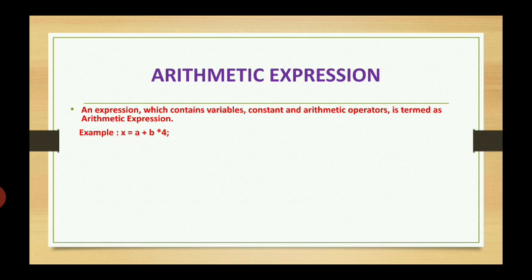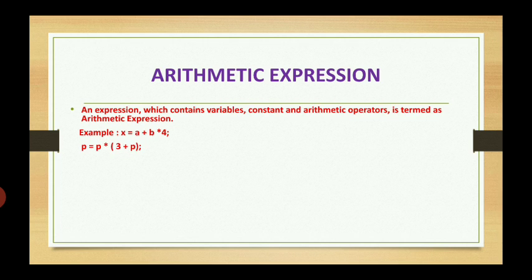See one example, x, which is a variable, equal to a plus b into 4. Now here you can see x is a variable, a plus b, plus is an operator. Who will hold the value? X will hold the value. So a must have some value, b will have some value or constant. The values which it will give as output will be stored in the variable x. So this is an arithmetic expression.